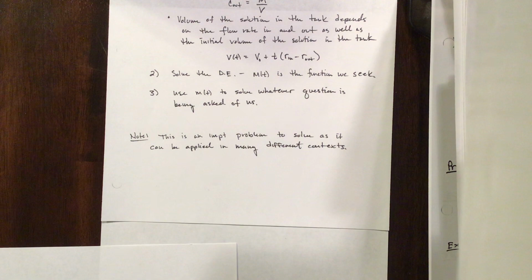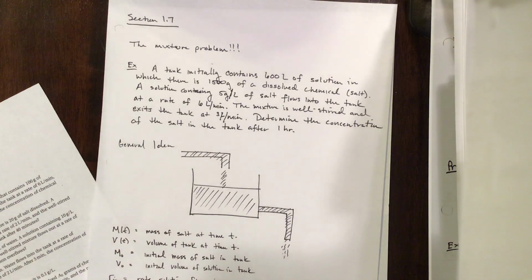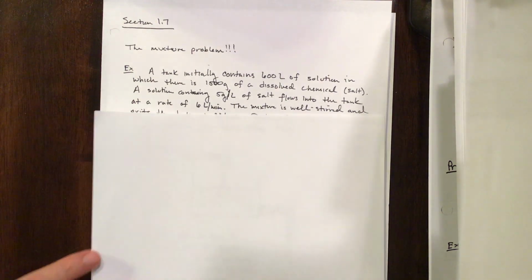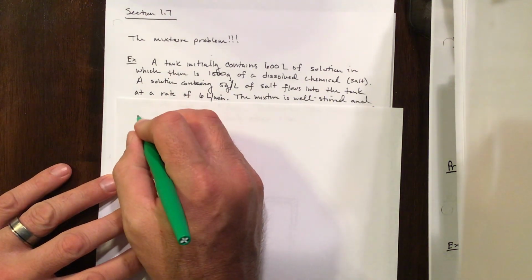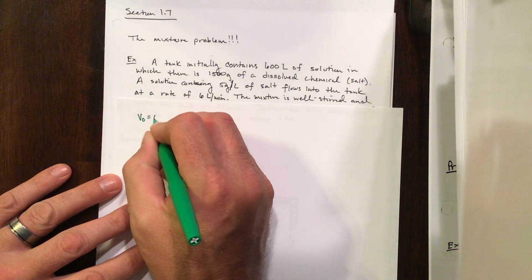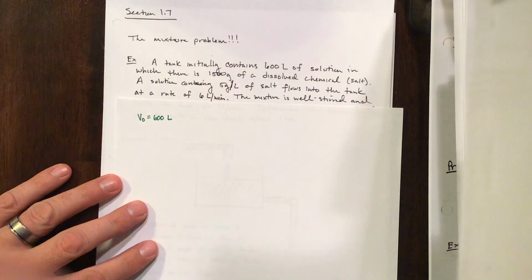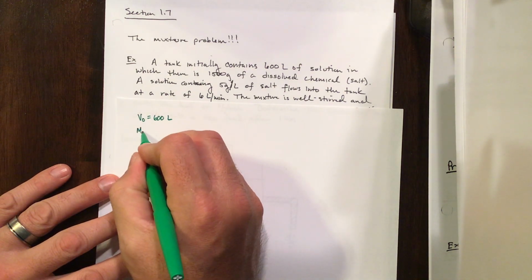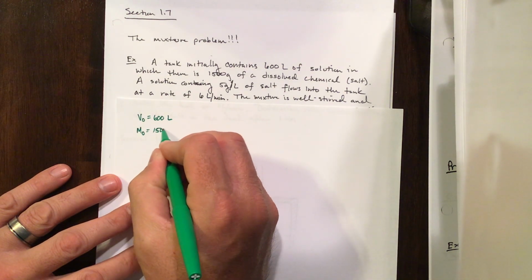So there we go, let's get started. Actually, let's start with the problem that I assigned you. The tank initially contains 600 liters of a solution. Okay, so that means V naught is 600 liters, in which there's 1,500 grams of dissolved chemical salt. So M naught is 1,500 grams.